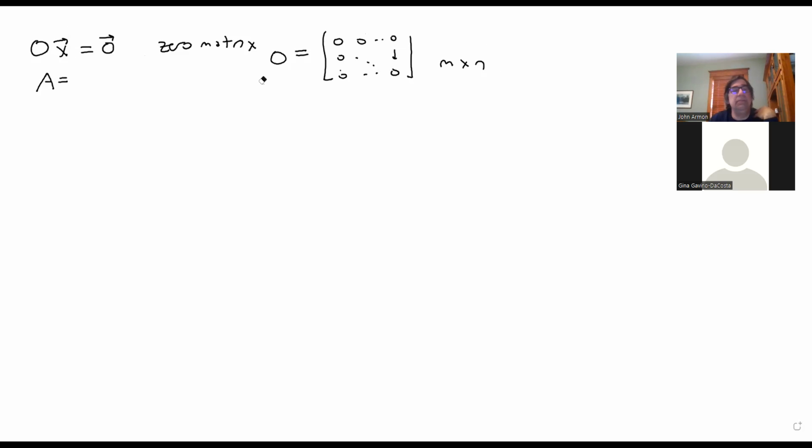And a similar answer holds if you take a matrix A and multiply by the 0 column vector. What's going to happen in that case? Since you're going to multiply all the entries in matrix A by 0, that should also produce the same result. So this is true for all matrices, and also true for all column vectors.